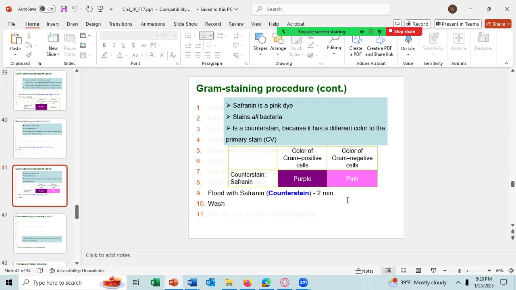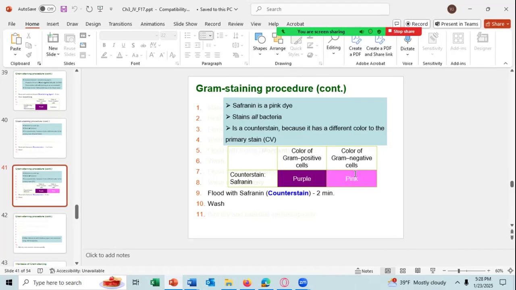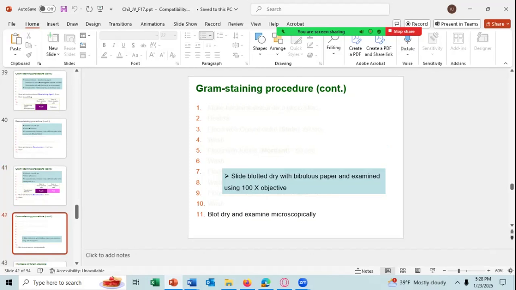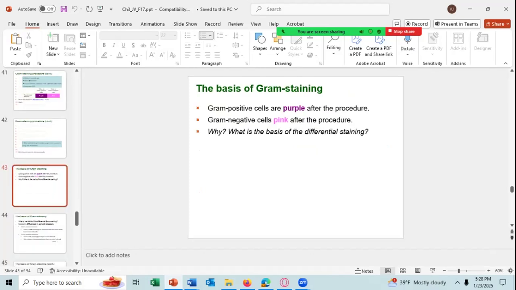After the counterstain is applied, meaning after the safranin is applied, the gram-positive cells will stain purple because they're retaining the crystal violet iodine complex. And then the gram-negative cells will stain pink from the safranin. Any question about any of that? We already talked about that.